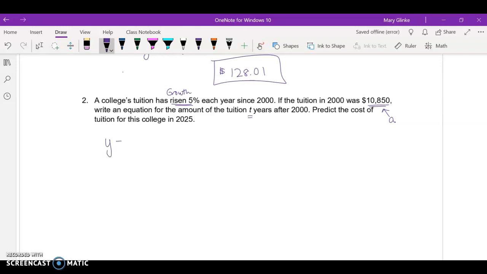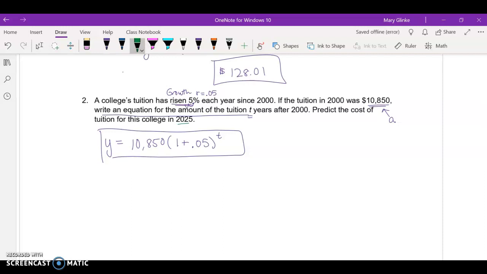So we're going to do y equals 10,850, parentheses 1 plus our rate. Since our rate is 5%, we're going to move the decimal over, and it's going to be 0.05. And so we want to write an equation for t years. That's the first part. Part 2 says predict the cost in 2025.